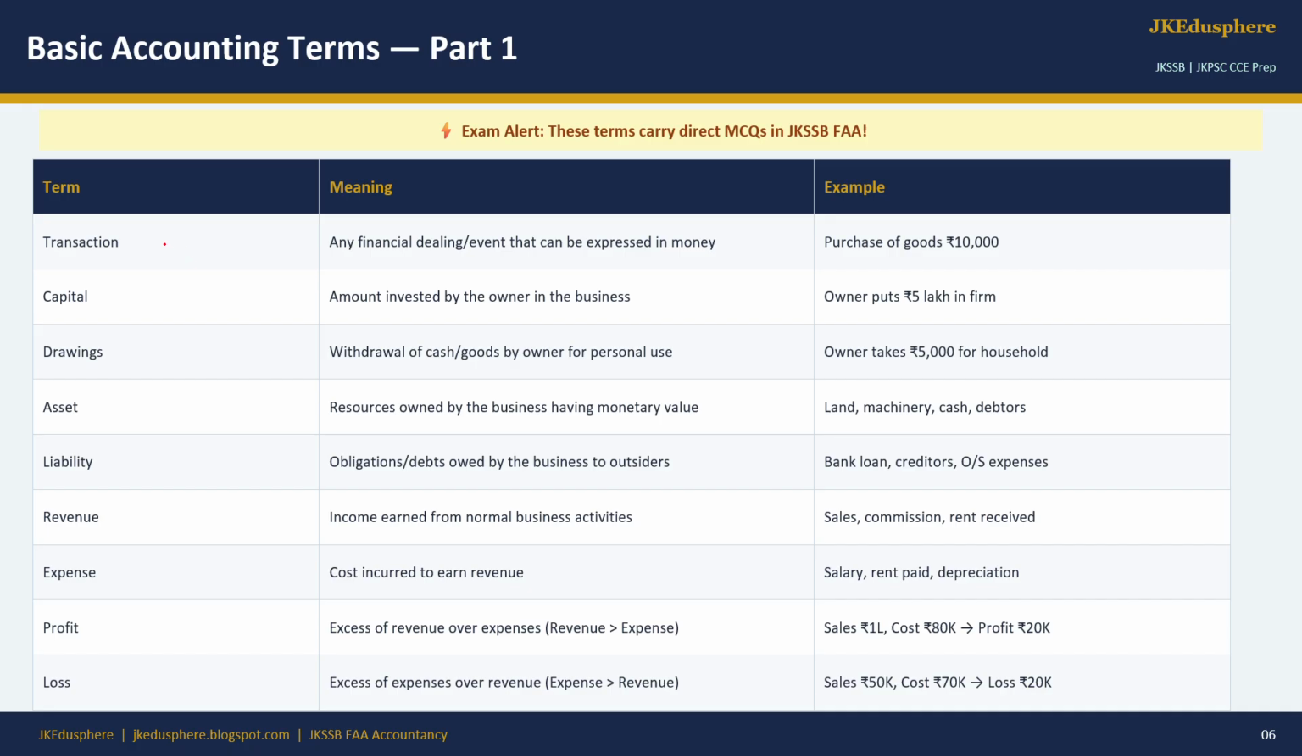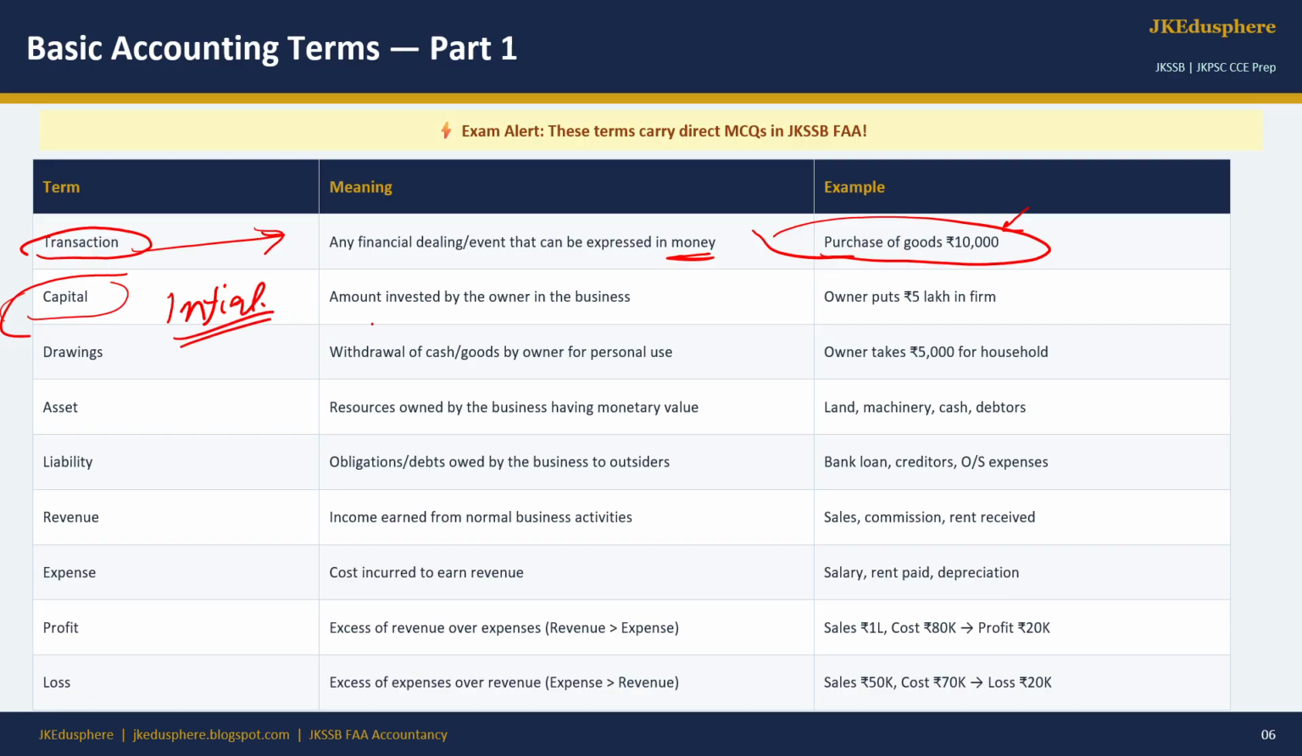So these are a few terms related to accounting. In a transaction, we only consider the transactions that are related to money, for example, purchase of goods of 10,000. So what is capital? The initial investment is known as capital. Capital is the amount invested by the owner in the business. For example, the owner puts 5 lakh in a firm.